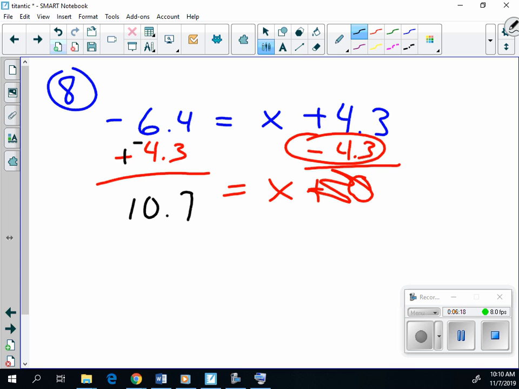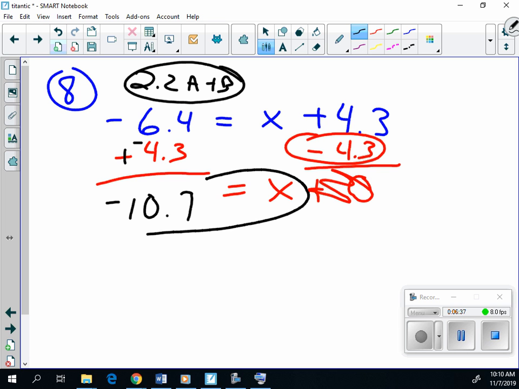I'm not going to spend a lot of time on these things because this is stuff you should have already come to me for help on. So now if you are getting stuck on this, this is more like 2.2, 2.2 A and B. If you're getting stuck here, watch the 2.2 notes again. Come ask me for help in person, because now I'm going to expect you to know how to do those kind of problems so we don't make those kind of errors. I don't want to see you make chapter 2 errors in chapter 3. So here we are. The answer to number 8 is negative 10.7 equals x.